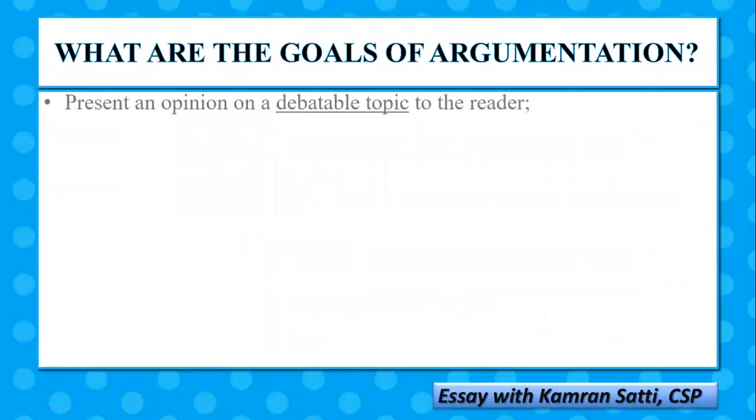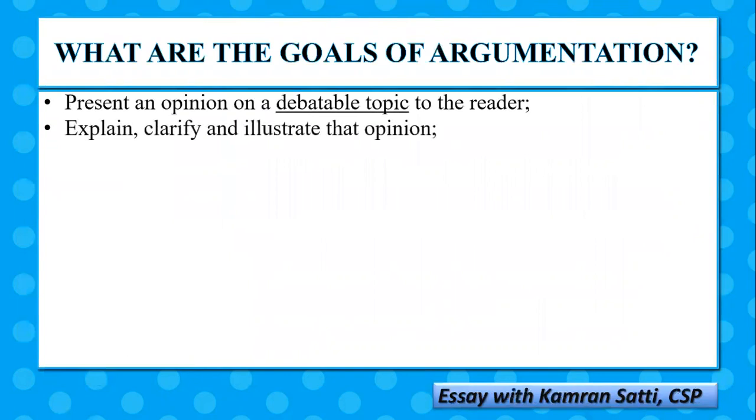What are the goals of argumentation? To present an opinion on a debatable topic to the examiner. Now, the highlighted words, debatable topic, are very important. In our argumentative essay, we explain, clarify, and illustrate that opinion. For example, is democracy no more vulnerable in Pakistan? It is a debatable topic. Some can go for it, and some might go against it. And in an argumentative essay, we explain, clarify, and illustrate our position.